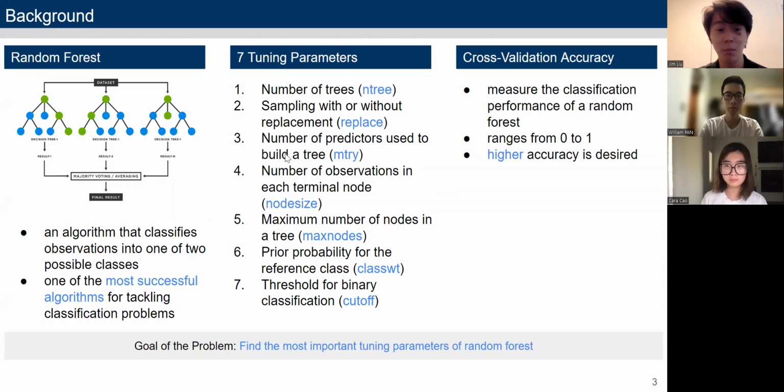First, let me introduce you to random forest. Random forest is one of the most successful algorithms for tackling classification problems, and there are 7 important tuning parameters involved. One way to measure the response or the performance of random forest is through cross-validation accuracy, which ranges from 0 to 1, with the higher, the better.